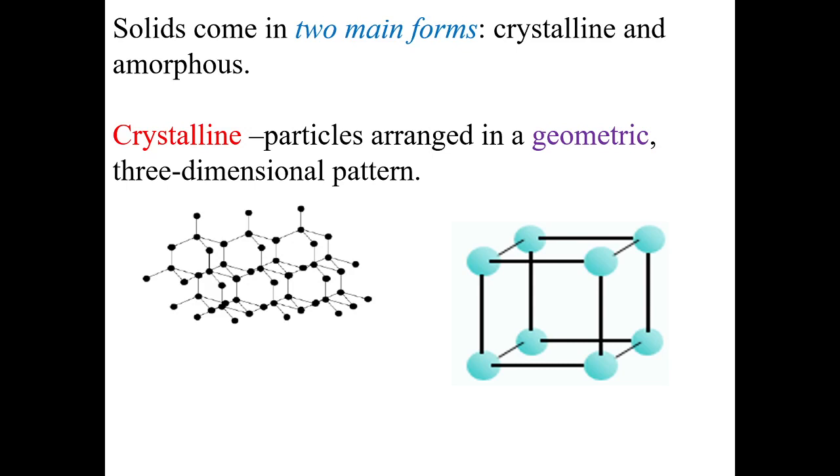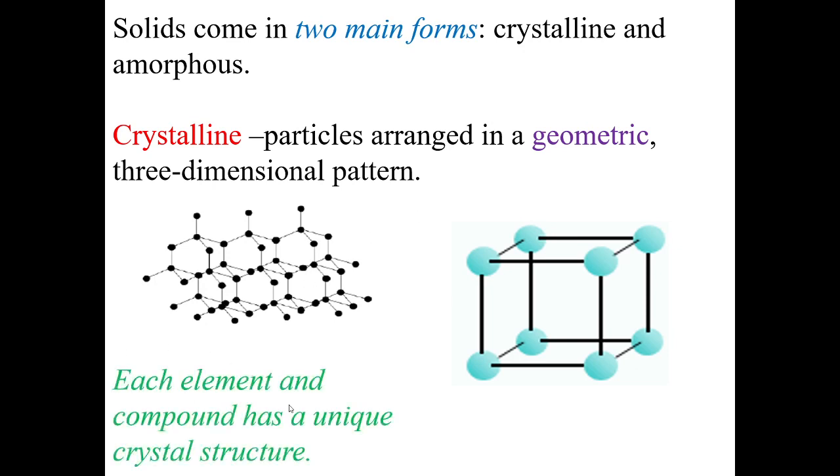So those are some examples of some crystalline structures. All of those are arranged in a three-dimensional geometric pattern. Each element and compound has a unique crystal structure. So crystals can be held together by ionic attraction or by covalent IMFs, intermolecular forces.